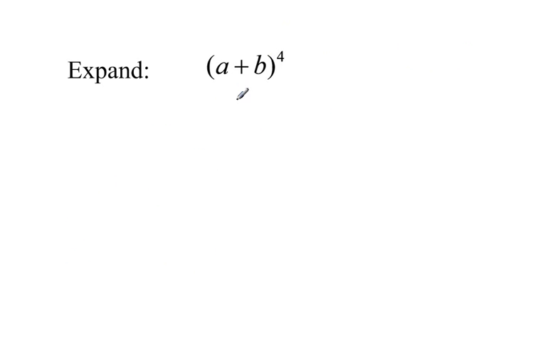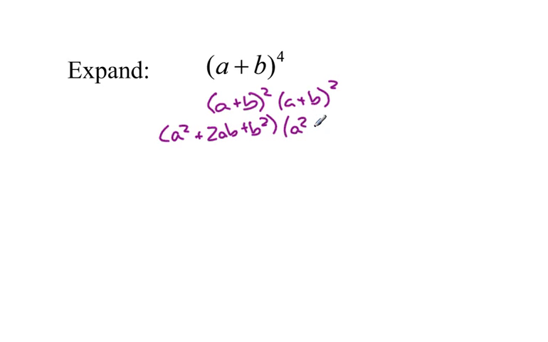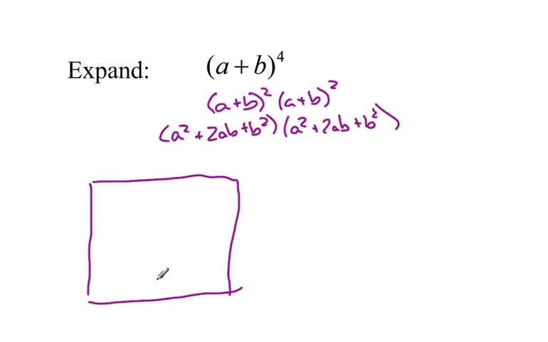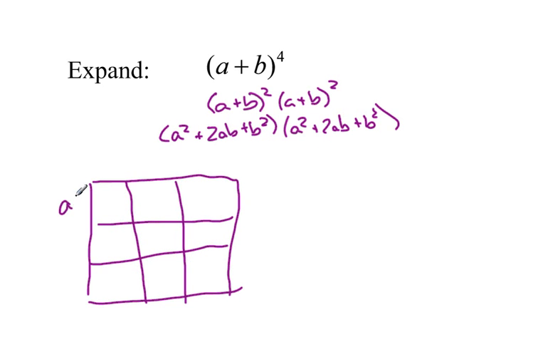This time I have (a + b) to the fourth, and I realize, well, that's the same thing as (a + b) squared times (a + b) squared. And we figured that out in the first slide. That was a squared plus 2ab plus b squared, times a squared plus 2ab plus b squared. So I'm going to make a chart that's going to be 3 by 3 to keep track of all of my terms. There we go. So I've got a squared, 2ab, and b squared. And up here, a squared, 2ab, and b squared.